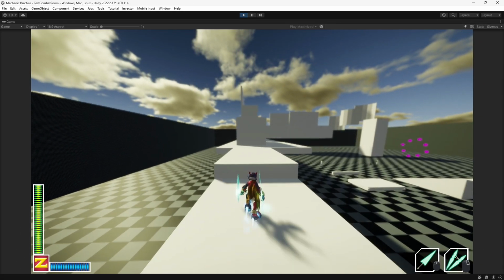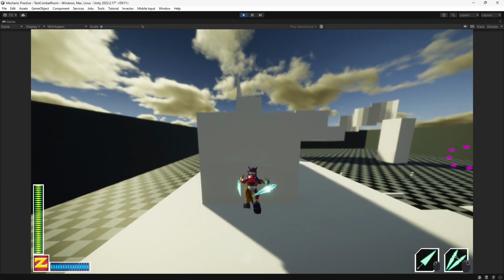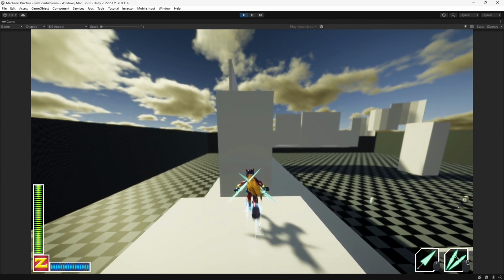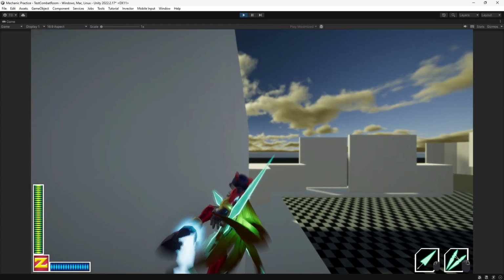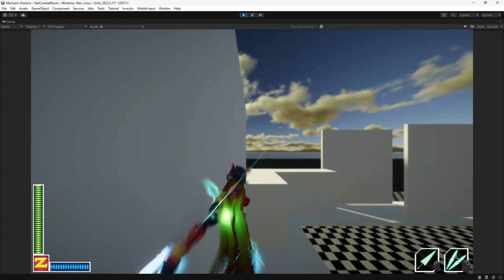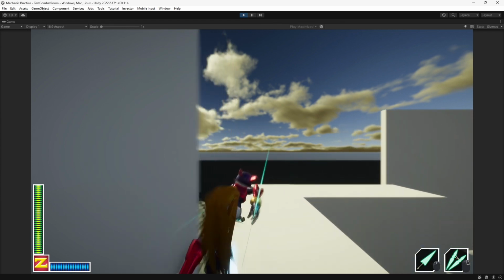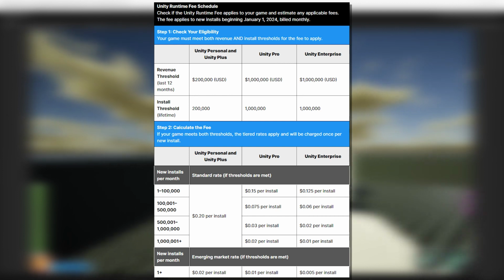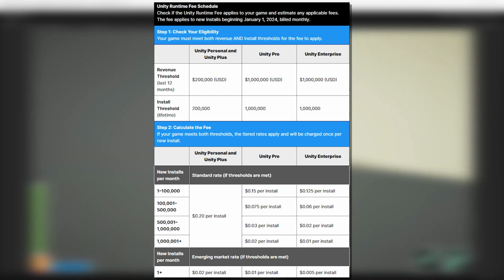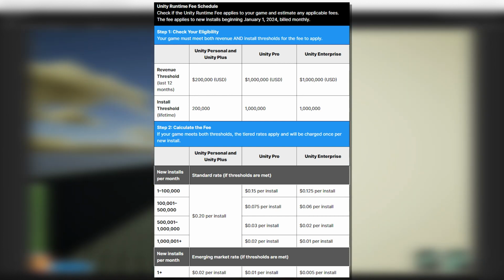Essentially what this means is that devs will be charged a fee every time their game is installed on a device after the game has met certain thresholds that we'll get into in just a sec. This announcement was immediately met with a lot of backlash, and rightfully so, but let's talk a little bit more about what it is before getting into that. So here's the pricing plan from the official site. They've updated it to try to clear up some confusion, although they're doing a pretty terrible job at it.